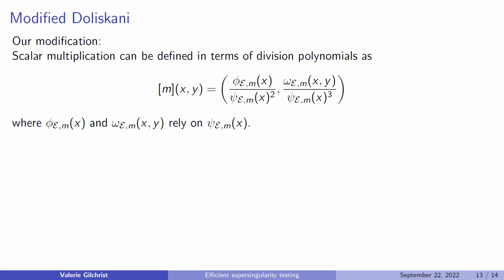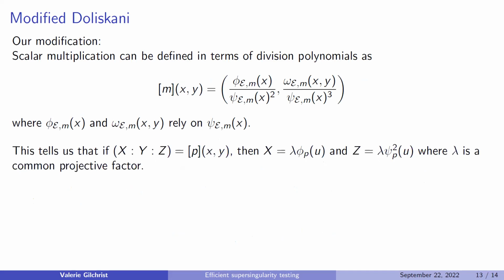We only made one modification to this algorithm, but it's a big one. We noticed that computing scalar multiplication of a point can be written in terms of division polynomials. If you were to compute the multiplication by a scalar of a point in projective coordinates, then the z value is going to be the division polynomial up to a projective factor. So essentially, if you can compute this projective factor, you can check whether the pth division polynomial was 1 or not.